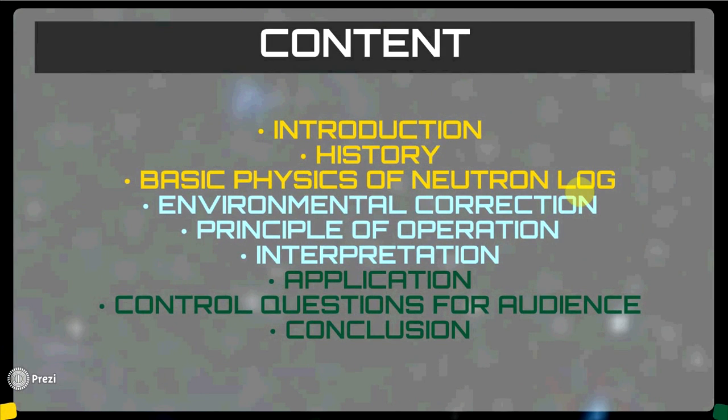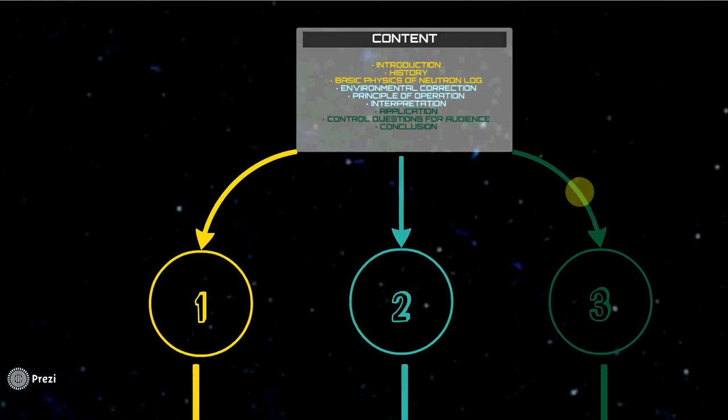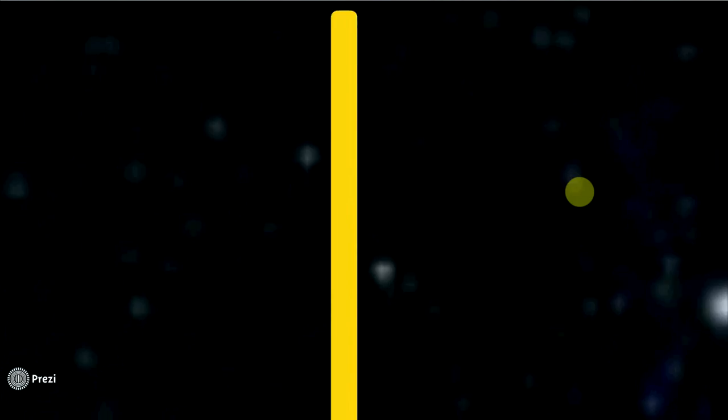It's our content for today's presentation. It includes introduction, history, basic physics of neutron log, environmental correction, principle of operation, interpretation, applications, control questions for the audience, and conclusion. And let's start our presentation. Let's move on to the first part, and let me start.